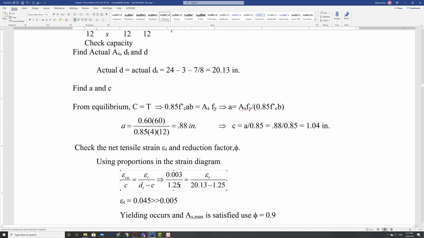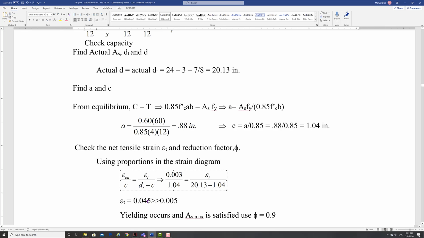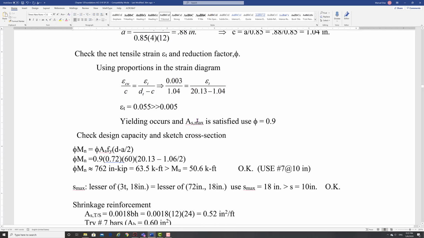And that would be okay. I mean, this one is okay. That one would also be okay. So 104. And we got 20.13 minus 104 times 0.003 divided by 104. And that value is 0.055. So definitely satisfies ductility without any problems. All right, so As maximum is satisfied, phi factor is satisfied.